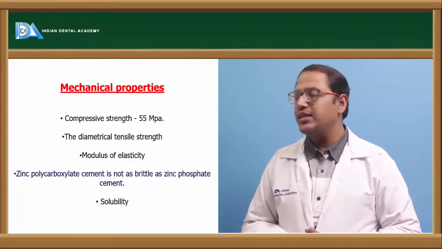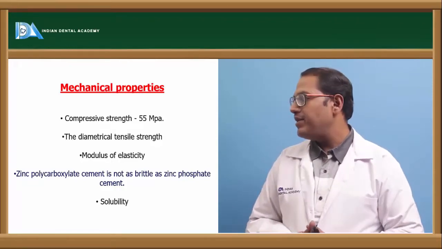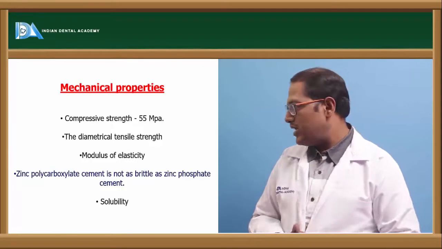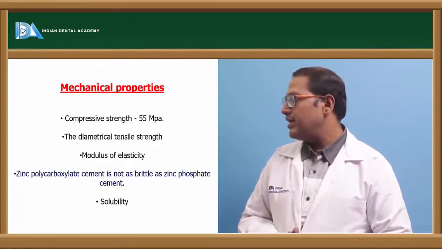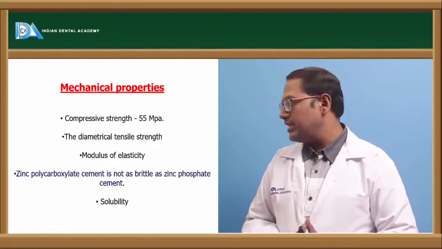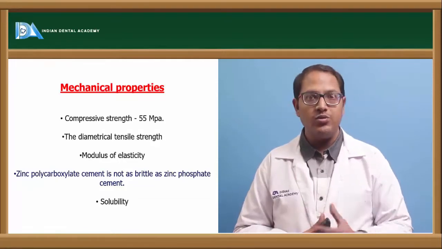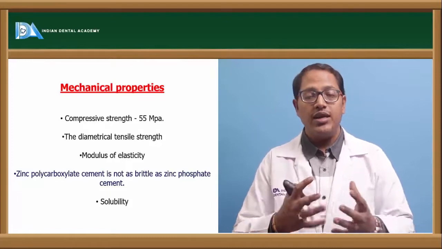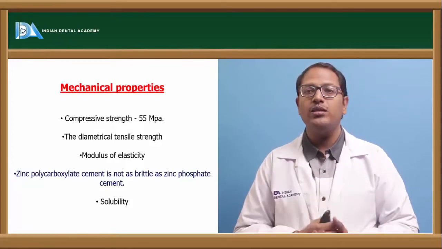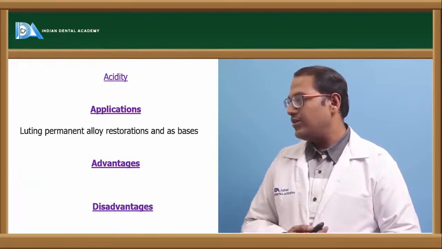The compressive strength is 55 megapascal. The diametral tensile strength is again good enough. It has a good modulus of elasticity. Zinc polycarboxylate cement is not as brittle as zinc phosphate, which was the main problem with zinc phosphate, that it had no strength. Whereas here stannic acid is giving good strength to the material, and solubility, of course, is another good factor.